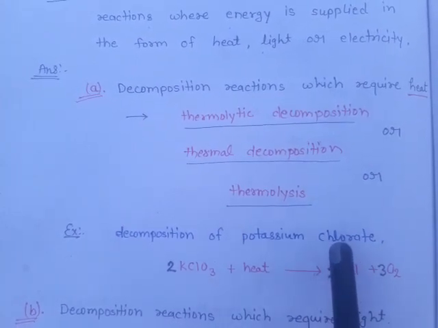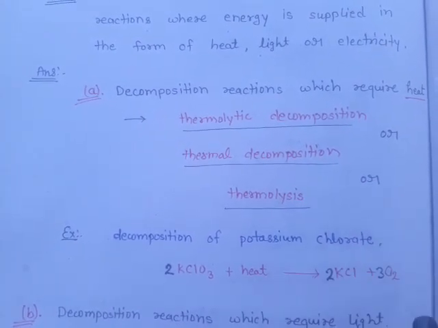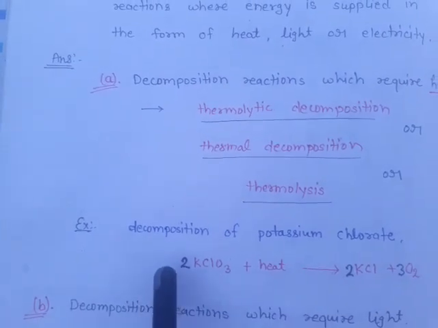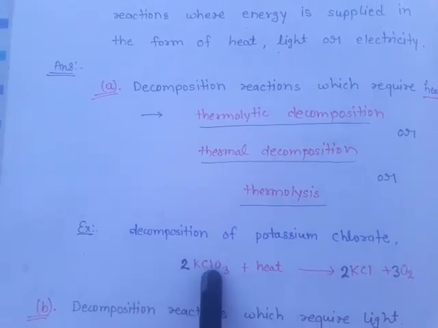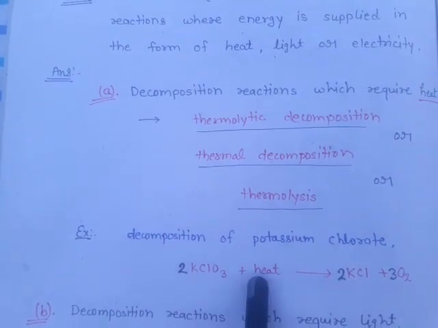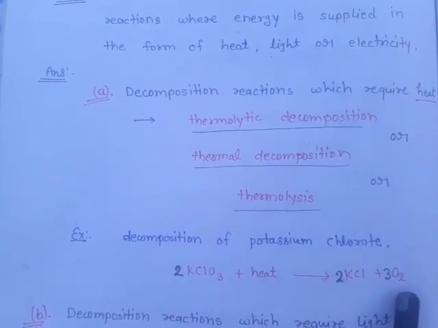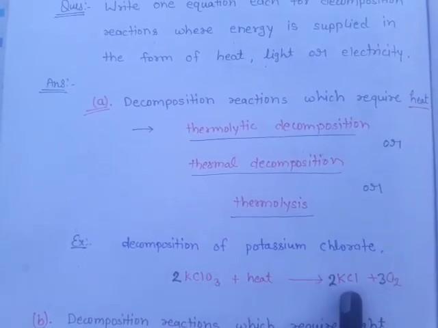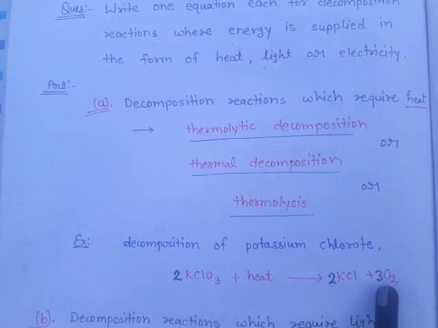When potassium chlorate is strongly heated, it forms KCl and oxygen. That is, two molecules of potassium chlorate are heated to form KCl and oxygen. For balancing, two molecules of potassium chlorate give two molecules of KCl and three molecules of oxygen.